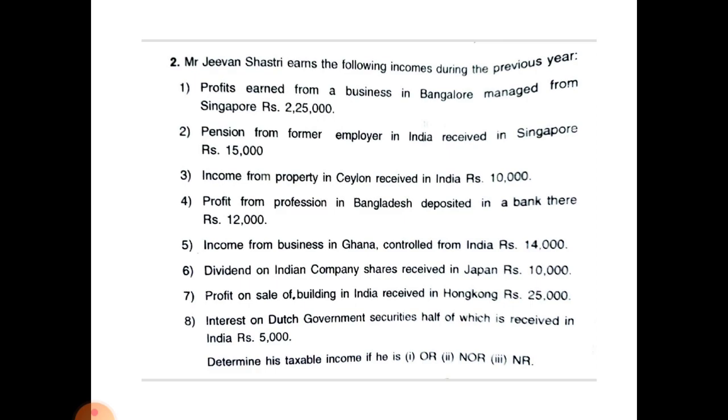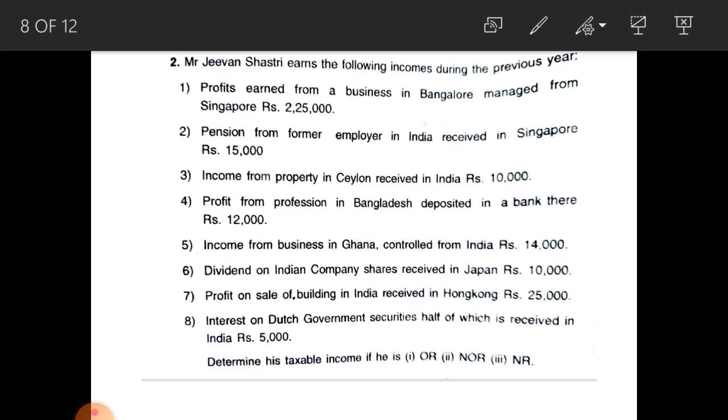See the second problem. Mr. Jeevan Shastri earns the following incomes during the previous year. See the first one, income earned from a business in Bangalore managed from Singapore. Here it is profit earned from a business in Bangalore. Bangalore is situated in India, so it is taxable. Rupees 2,25,000 is taxable under all three categories.